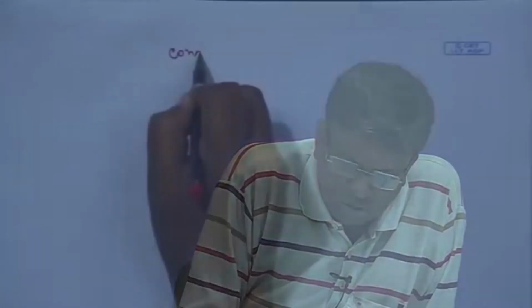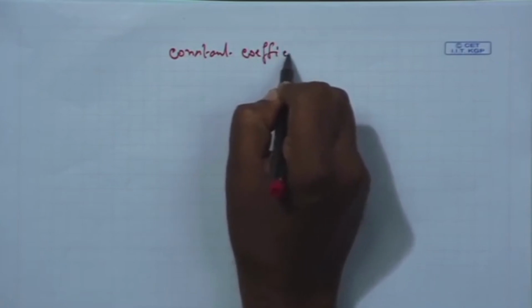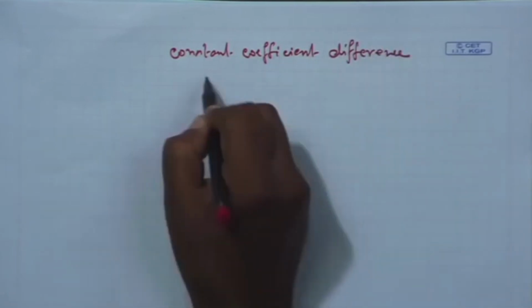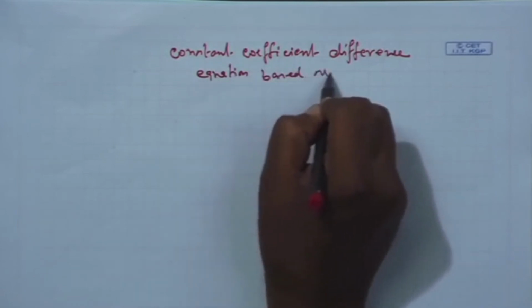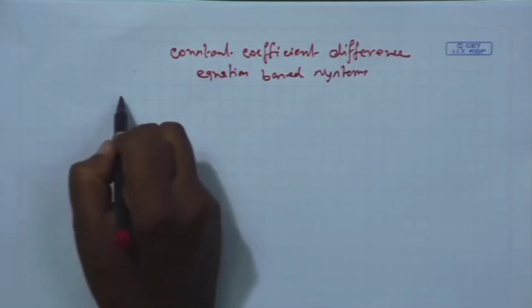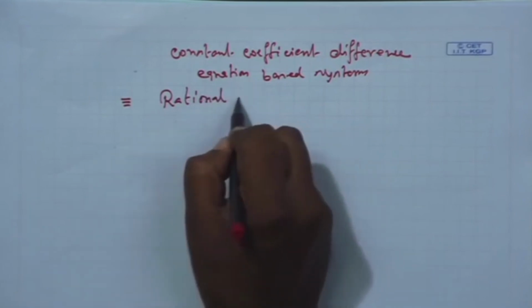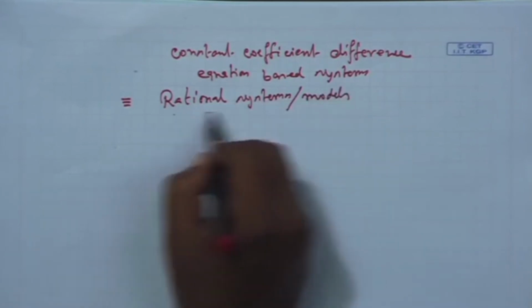Okay. So, today we begin a new topic. It is one special kind of systems called constant coefficient difference equation based systems. In short, equivalently, we also call it rational systems or even models. I prefer this description.